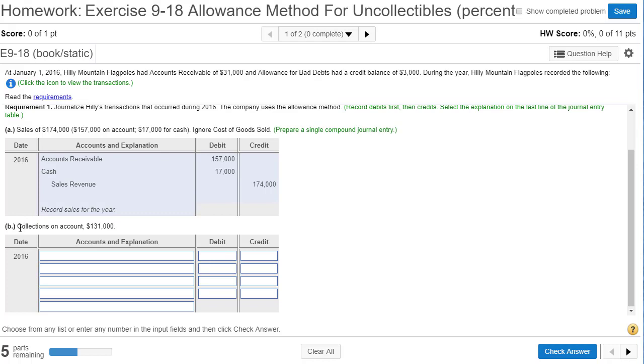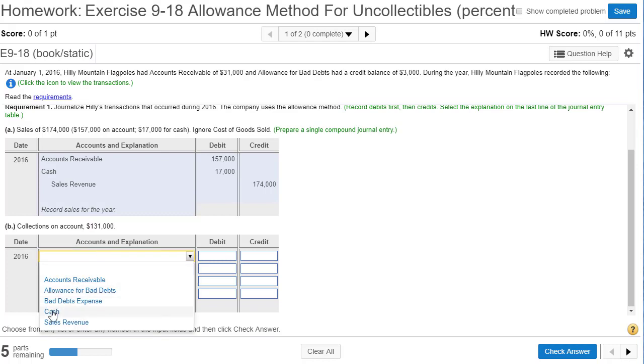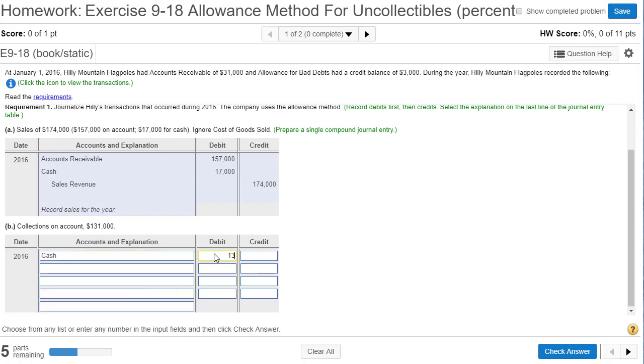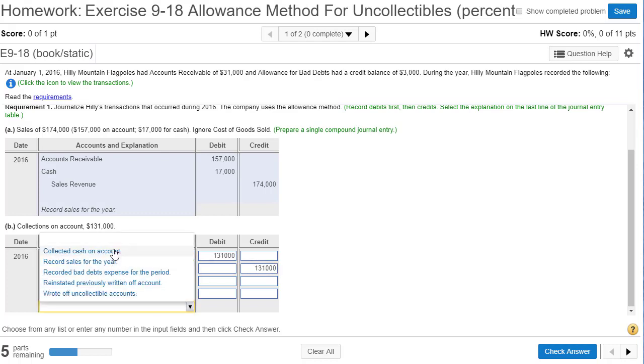And then later they've collected on account $131,000. So cash is going up, and accounts receivable is going down because we've collected that amount. And these are our collections.